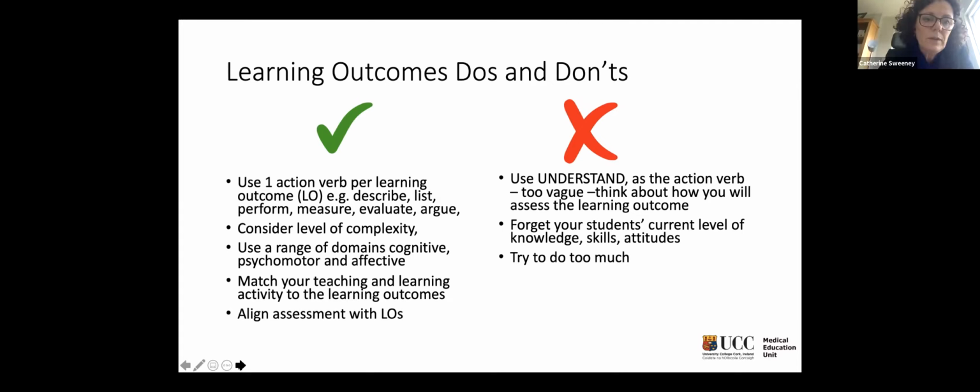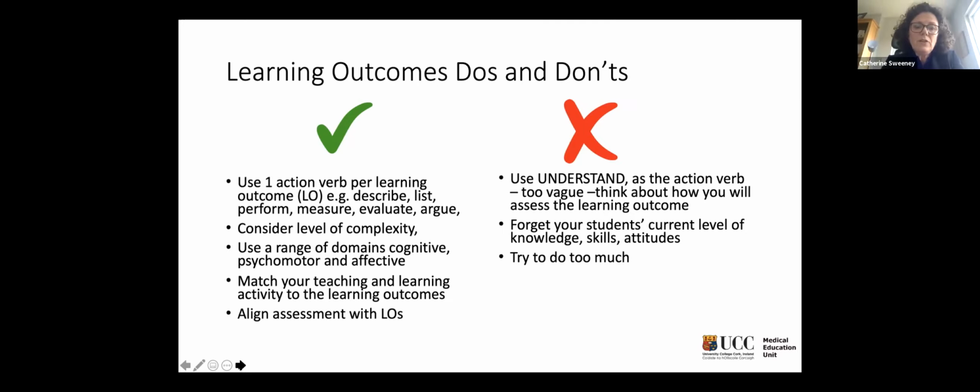So when you're writing your learning outcomes, you need to consider your action verb. You need to consider whether it can be assessed easily. You would also need to consider the level of complexity. Is it too complex? Is it too basic for what the teaching and learning activity is? We're going to go through each of these domains separately, but we're going to start with the cognitive.